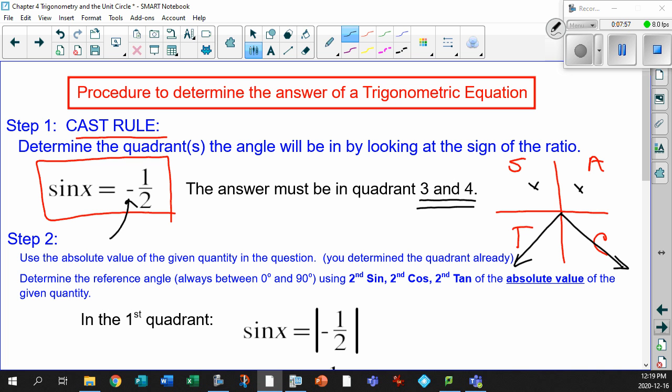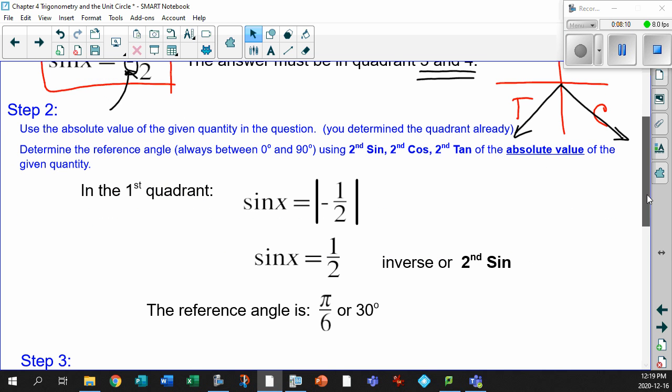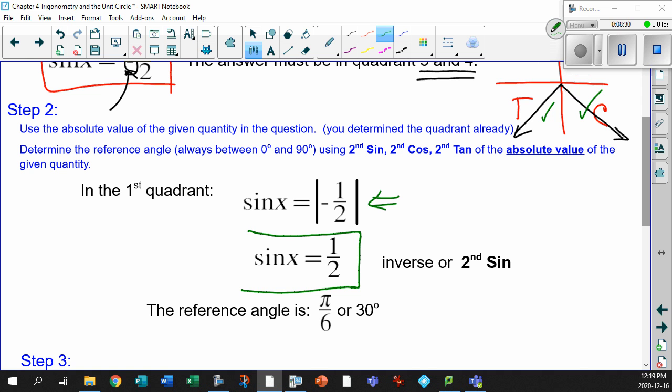Once we've determined what quadrant we are in, we no longer need this negative sign, because if we're doing algebra later on, that negative sign is going to mess us up something fierce. So determine where it is, figure out it's in quadrants 3 and 4, and then get rid of that negative sign. What does that mean? Take the absolute value of this, because the negative is redundant at this point. You know it's in this quadrant and this quadrant. You don't need the negative anymore. Now, simply solve this as a quadrant 1 phenomenon.